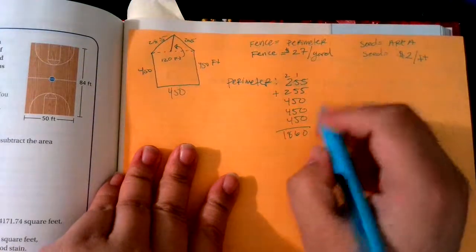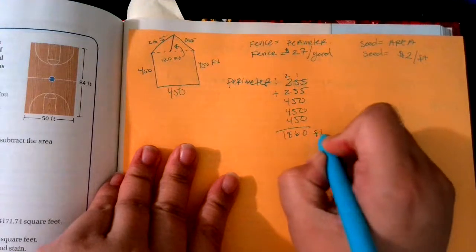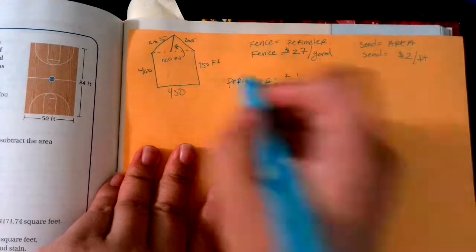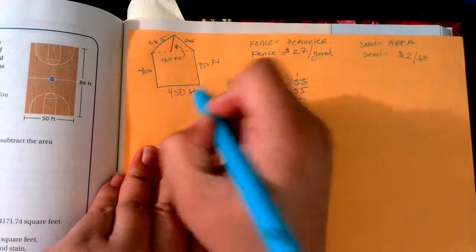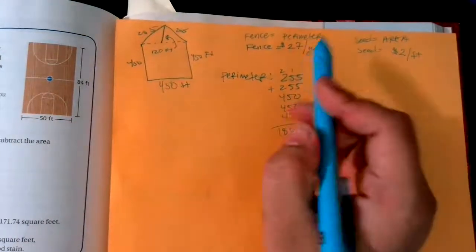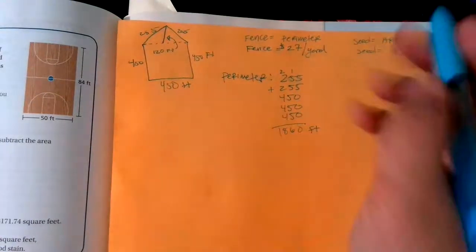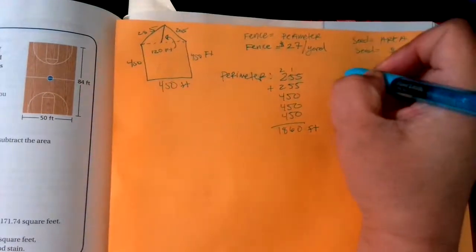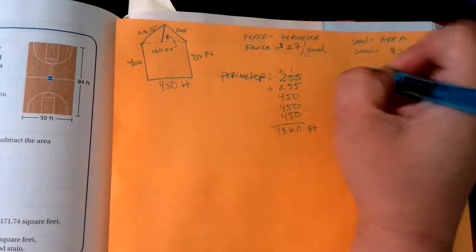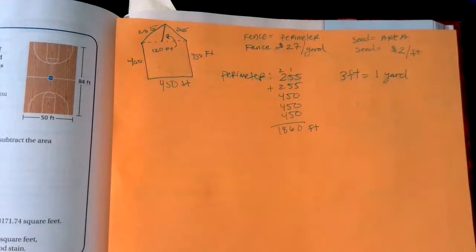So this is 1,860 feet, right? Because all of our measurements are in feet. I may have not labeled it, but in our picture it says it's in feet. And our fence costs $27 per yard. And now you may remember that 3 feet is equal to 1 yard.